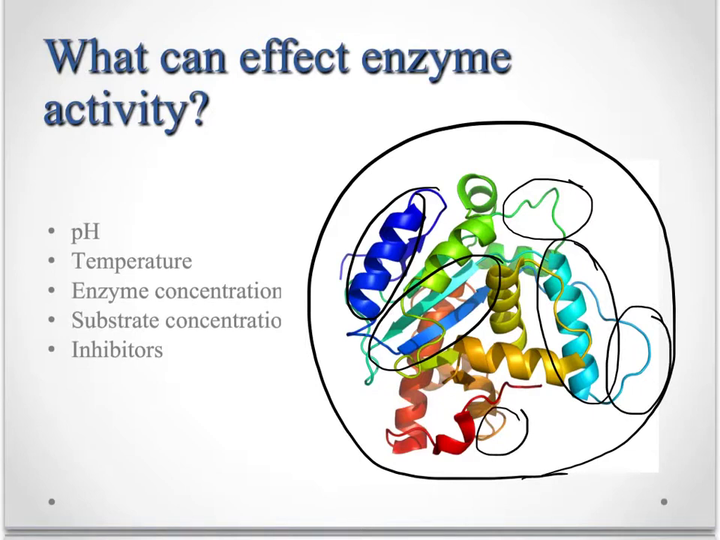What this means is that anything that affects the tertiary shape of this protein, that picture that you see there, anything causes it to alter in shape will affect the way the enzyme works. I've got 5 separate factors listed here. We have pH, temperature, enzyme concentration, substrate concentration, and some inhibitors.